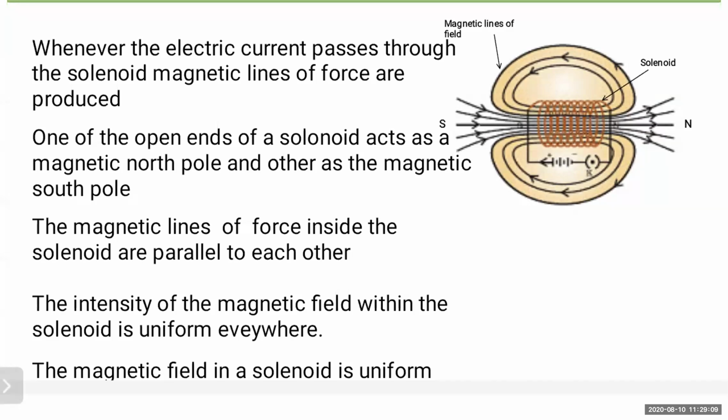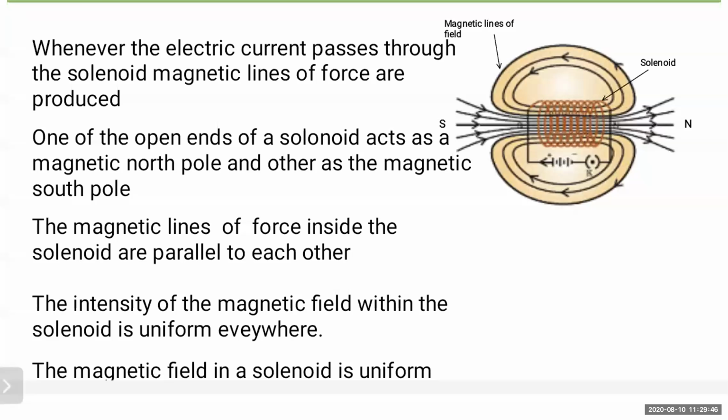And in the solenoid, we have learned that the magnetic field lines are parallel within the solenoid. It is uniform everywhere. So these are the points which have been covered in this lecture.